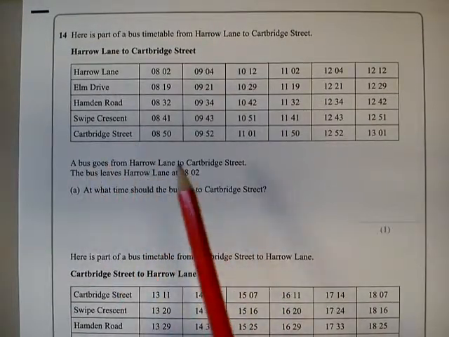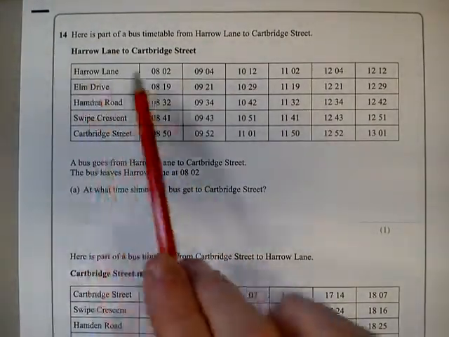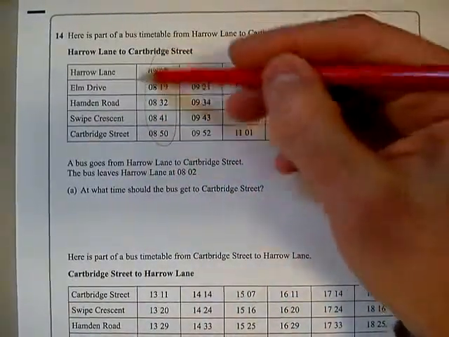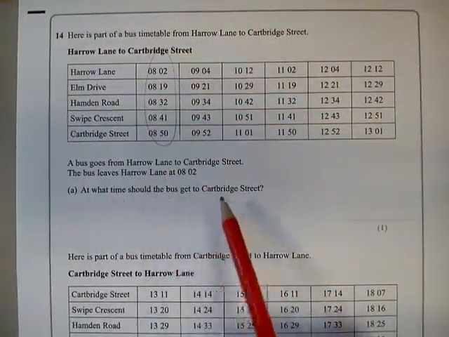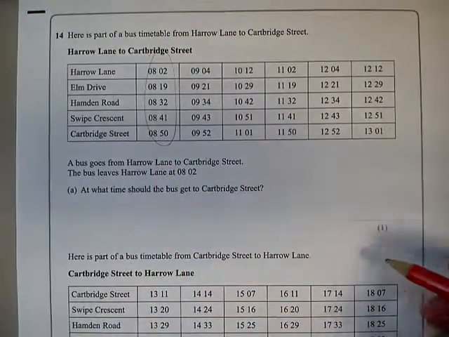You've got to be careful you pick the right column. Harrow Lane, 2 minutes past 8. It's this column here. At what time should the bus get to Cartbridge Street? At 8:50.